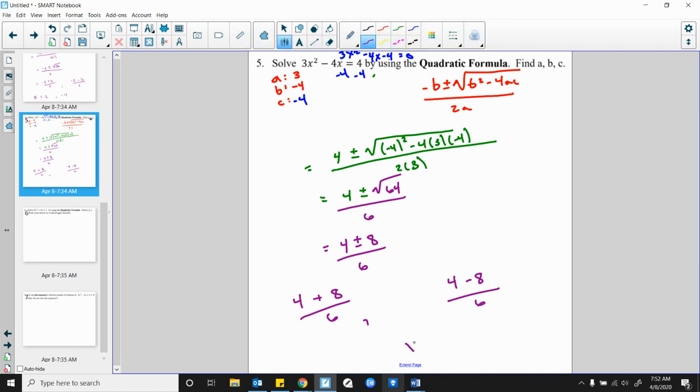And our answers then are going to be 4 plus 8 is 12. 12 divided by 6 is 2. And 4 minus 8 is negative 4. And then negative 4 over 6 is going to simplify to negative 2/3. There's my two answers there.